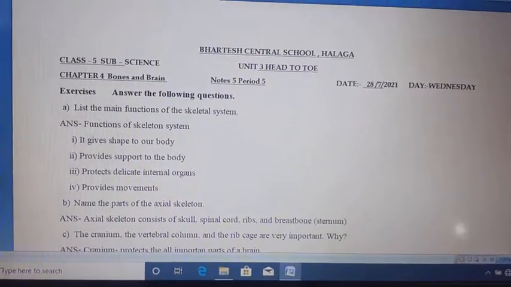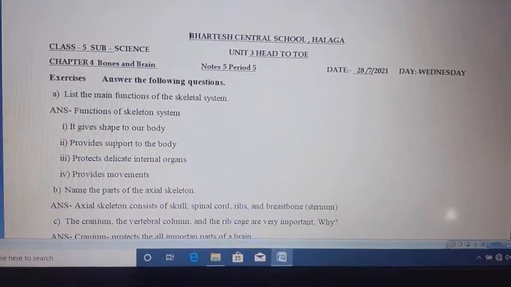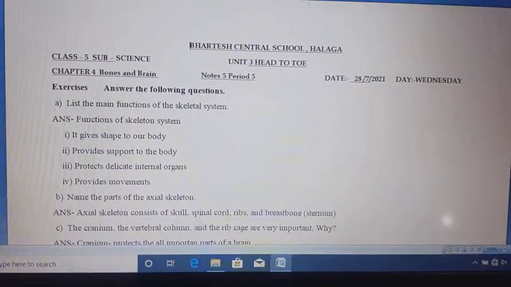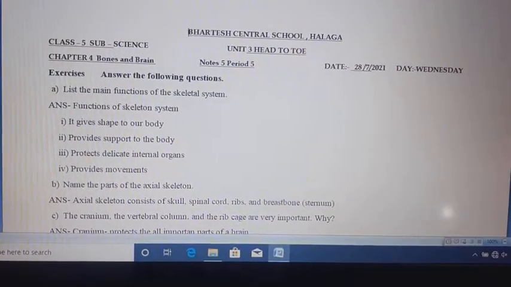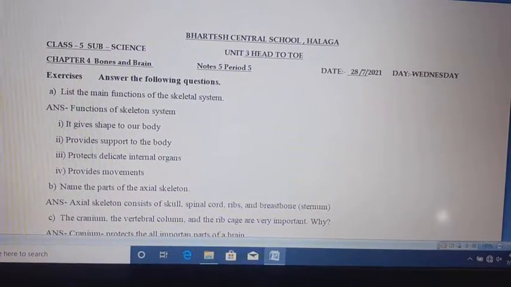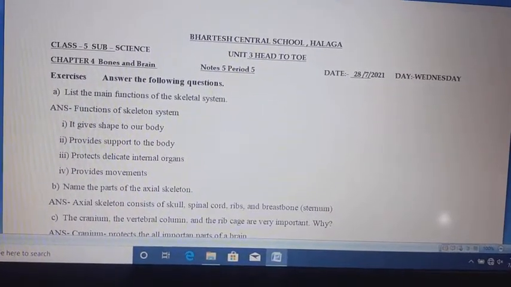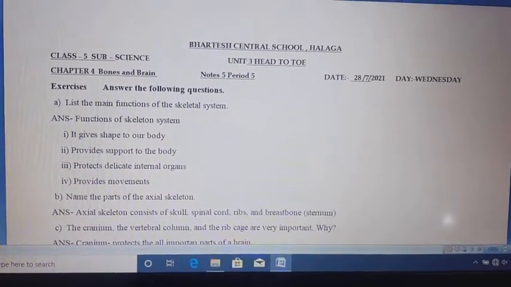B. Name the parts of the axial skeleton. Answer. Axial skeleton consists of skull, spinal cord, ribs, and breastbone. Sternum.